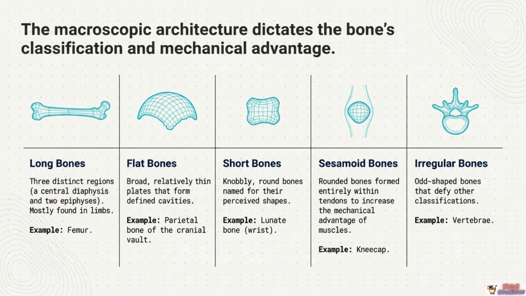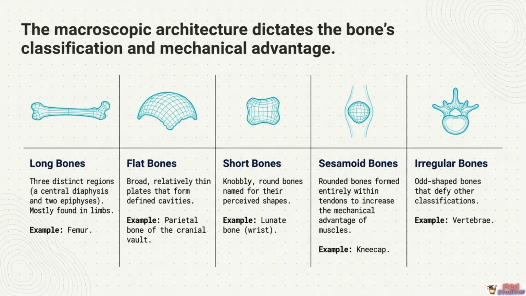Their length allows them to function as mechanical levers, maximizing the force output of attached muscles. Flat bones are broad, relatively thin plates that enclose defined cavities and provide maximum surface area for protection and muscle attachment. The parietal bones of the cranial vault are the classic example, as are the sternum and the scapula. Short bones are approximately equal in all 3 dimensions: knobbly, roughly round or cubic, and are named for their compact shape. The carpal bones of the wrist, including the lunate, and the tarsal bones of the ankle are the textbook examples. They transmit compressive forces in multiple directions simultaneously.